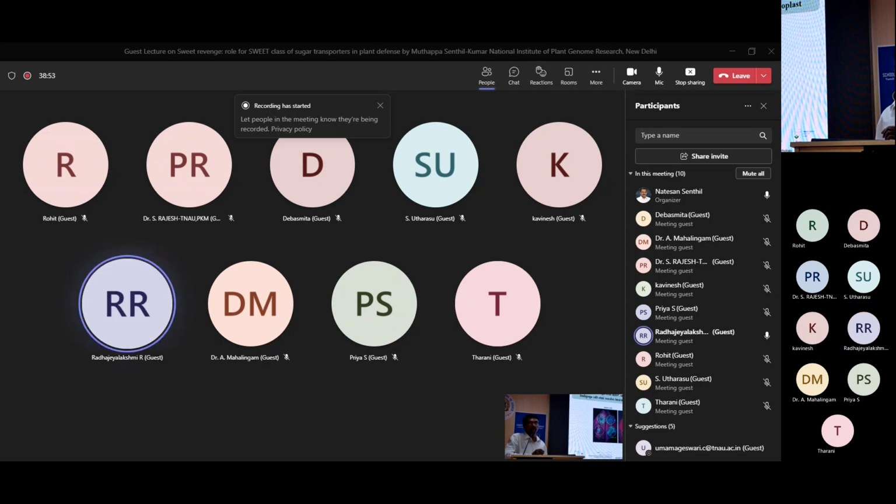So this is just to introduce the concept. When you are able to selectively limit the nutrient availability at the site of infection, in this case for the bacterial pathogens, it is the apoplast, mainly the mesophyll apoplast, it is able to restrict the pathogen growth, meaning it's able to offer resistance. This is the same thing that I explained in the previous slides.